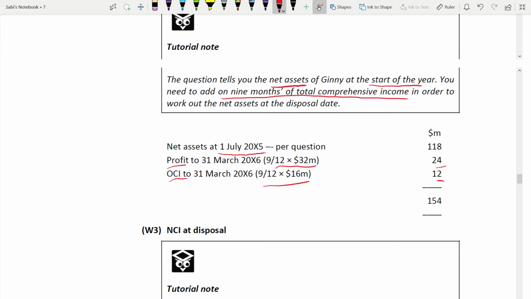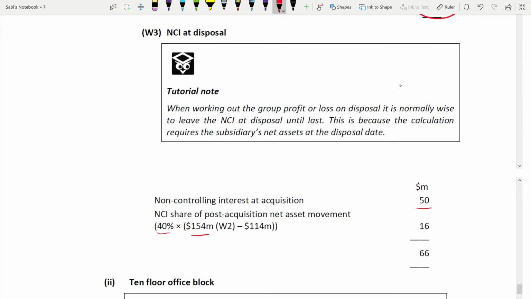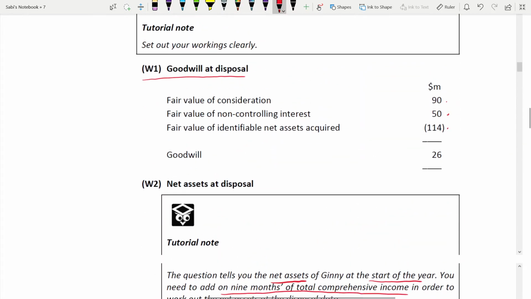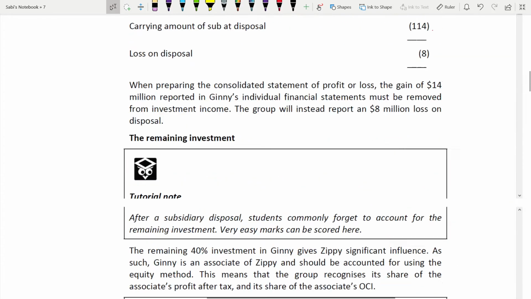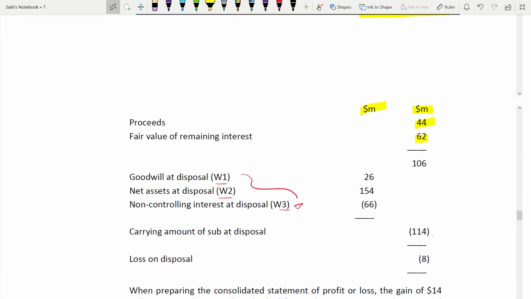This net asset only we are using here, 154. That's why they said working 2 minus 114, because net assets at the date of acquisition was 114. On that, first you deduct 154 minus 114, then you take 40% of it, which is 16. So add it, 66. Now let us go up: 66, 154, and 26. These are exactly the same thing, you deduct. So goodwill 26.